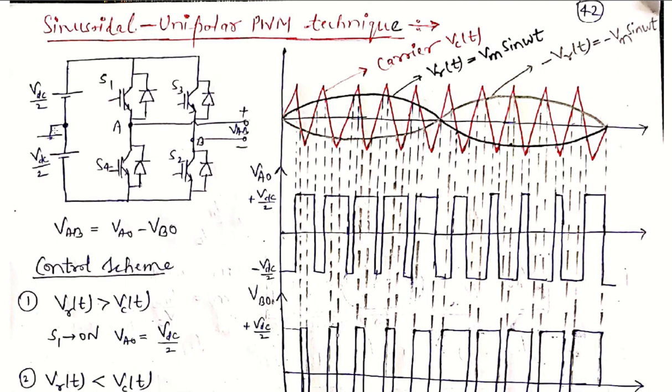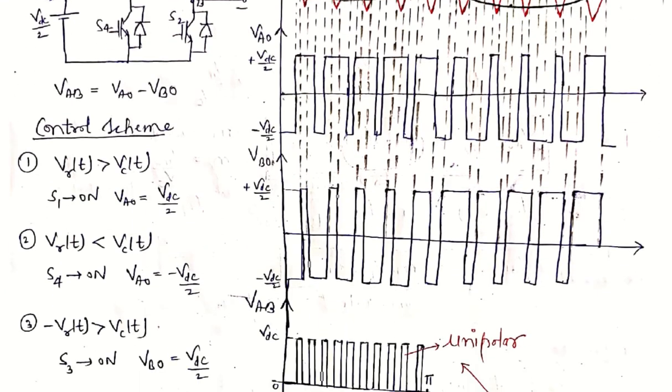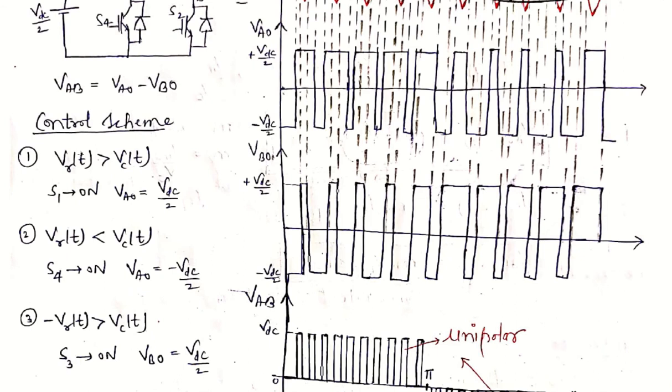Now we are interested in how the PWM pulses are generated and why it is called a unipolar sinusoidal technique. In this control technique, we apply the following logic to the comparator circuit. First, when Vr(t) is greater than Vc(t), switch S1 will be on and VA0 equals VDC by 2.